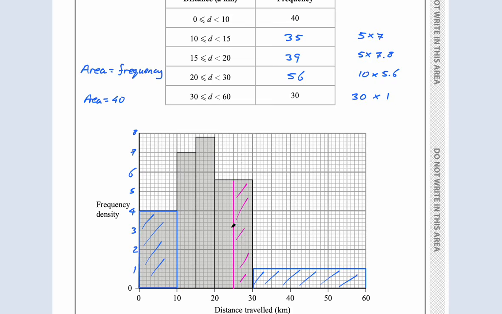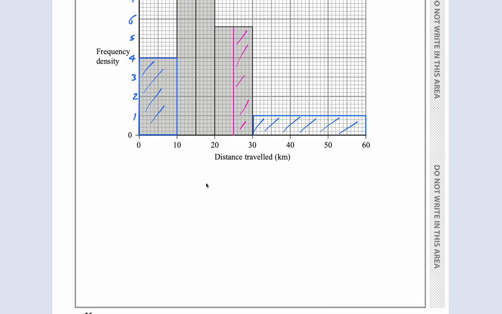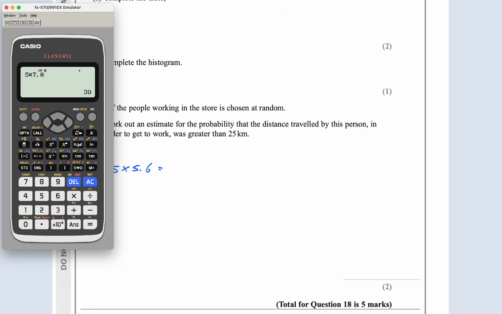So how many people here? Well, the pink area, guys, is 5 times 5.6. Let me write that down here. 5 times 5.6. That is the pink area. 5 times 5.6 is 28.